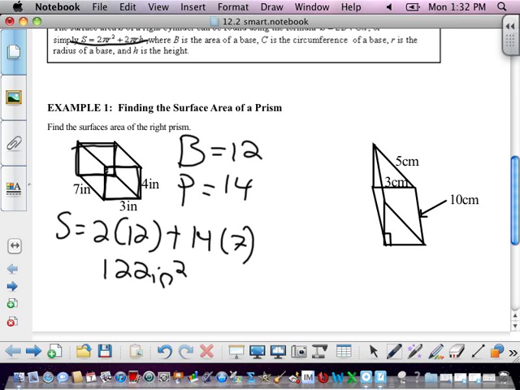How do we feel about that? Anybody confused? The perimeter, I counted the outside of the base: 3 plus 4 plus 3 plus 4. Yes.